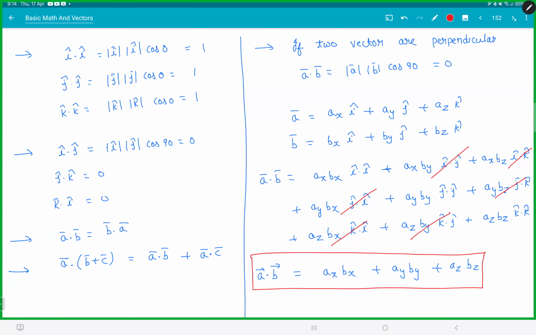So this is important, the one in the red box; the remaining are the same things. It's fine. Clear, everyone? Everyone got how I got a dot b?